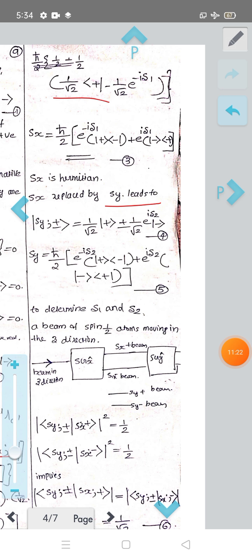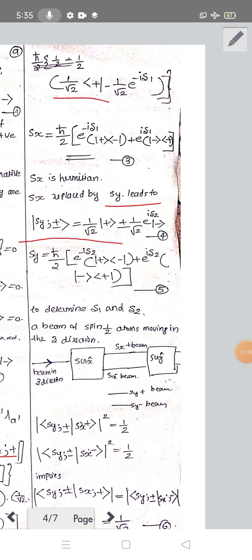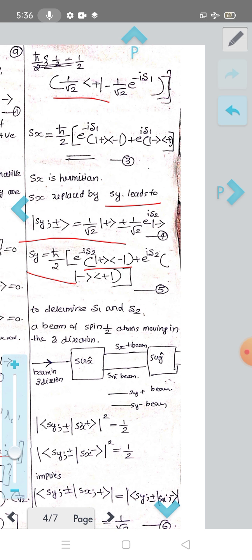So you must write in your notes: ket Sy plus or minus is 1/√2 |+⟩ plus or minus 1/√2 e^(iδ2) |-⟩. Put it as equation 4, and Sy is equal to ħ/2 [e^(-iδ2) |+⟩⟨-| plus e^(iδ2) |-⟩⟨+|]. It is equation number 5. You must work out this in your notebook.